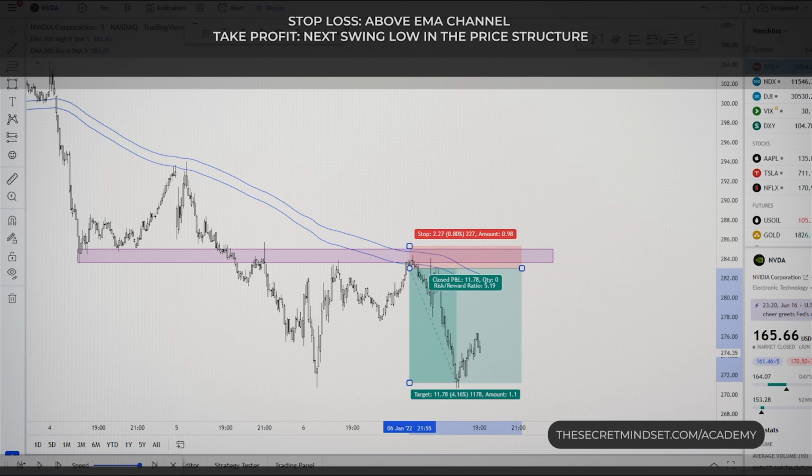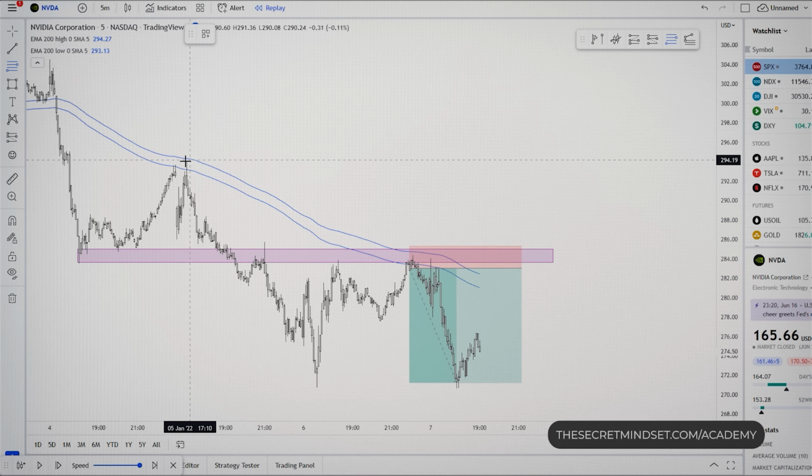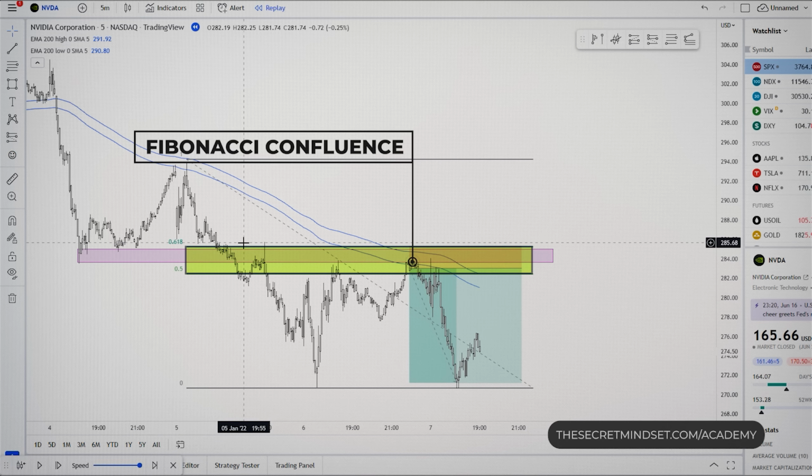Again, an excellent trade, and as in the previous example, let's add a Fibonacci retracement. What do you know? Fibonacci golden zone offered additional resistance.